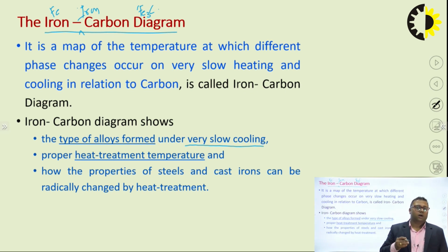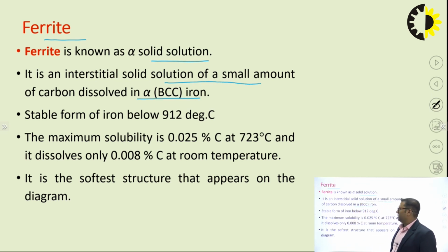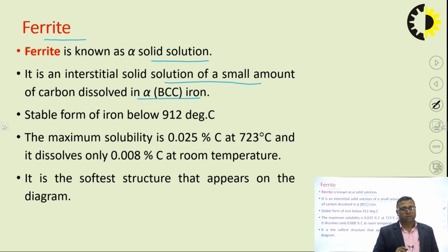As you know, when you increase the percentage of carbon in the iron, the melting point of iron starts decreasing. One of the phases is the ferritic phase. This ferritic phase is also known as alpha solid solution, and it is the interstitial solid solution of a small amount of carbon dissolved in alpha iron. These carbon atoms go into the interstitial sites of alpha iron and form the ferrite phase.